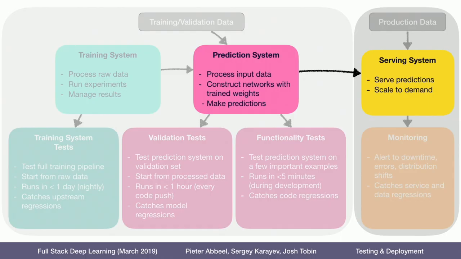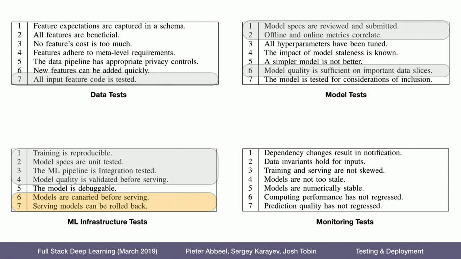So this is the prediction system and the serving system. It's kind of what we're talking about here. The parts of the ML test score are probably, can we canary models before we serve them? Can we easily roll back when we change our model? Canarying refers to potentially putting a model in production for a small subset of our traffic such that we can identify problems before all the users see our problem at once.